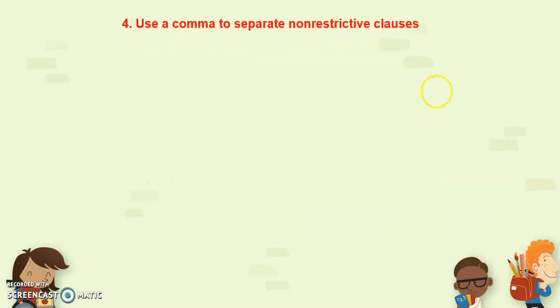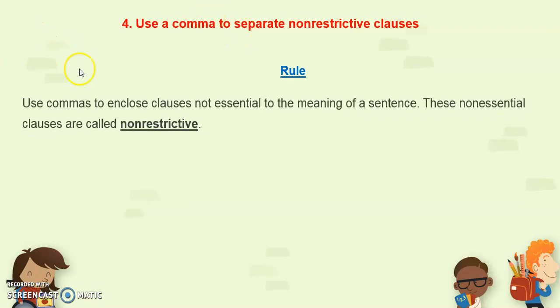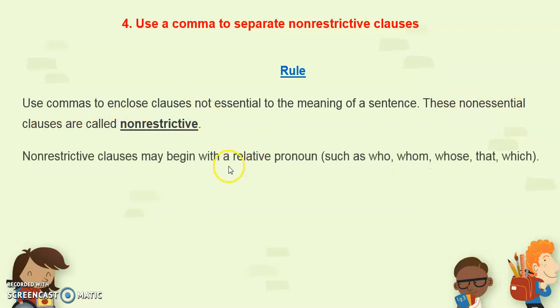Rule number 4. Use a comma to separate non-restrictive clauses. What are non-restrictive clauses? Use commas to enclose clauses that are not essential or not important to the meaning of the sentence. These non-essential clauses are called non-restrictive. Like what, Ms. Noura? Non-restrictive clauses may begin with relative pronouns such as who, whom, whose, that, which. An example?